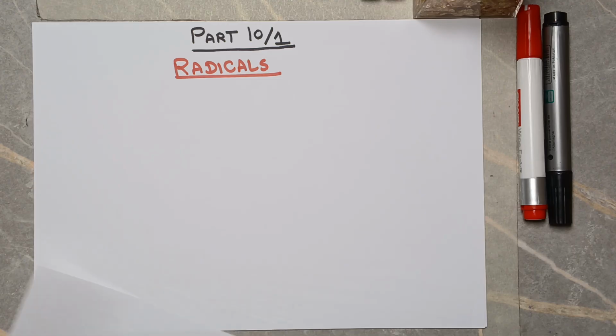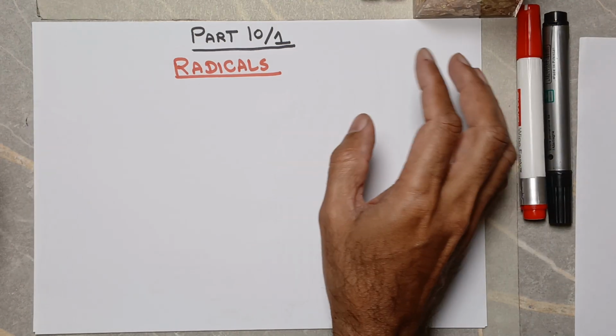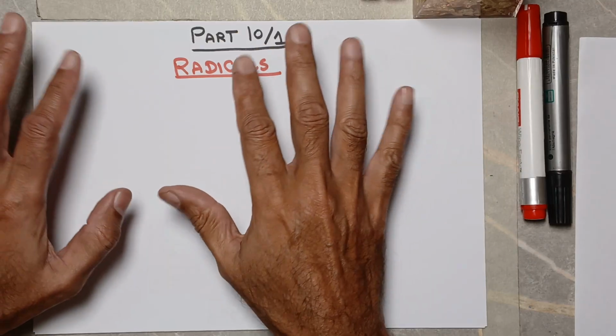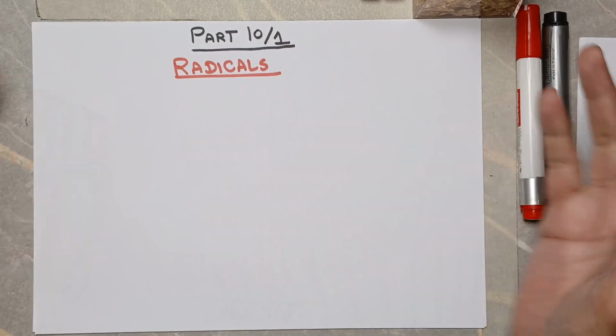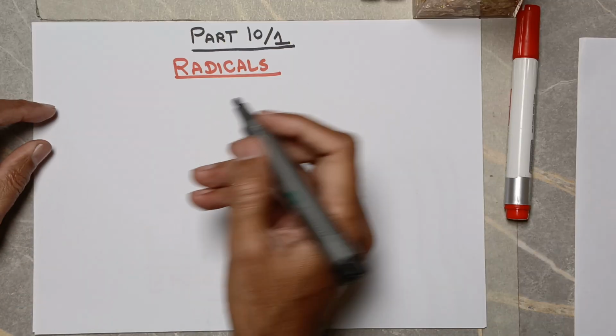Today is part 10 oblique 1, radicals. Sorry folks for not being able to upload new videos for quite some time, but now we are here with radicals. What are radicals? What role do they play in the field of mathematics? Let's begin.